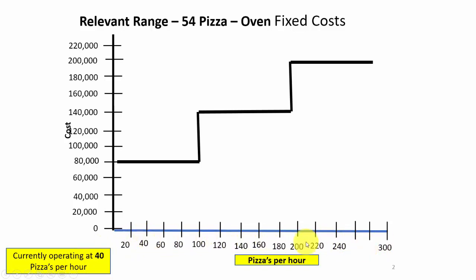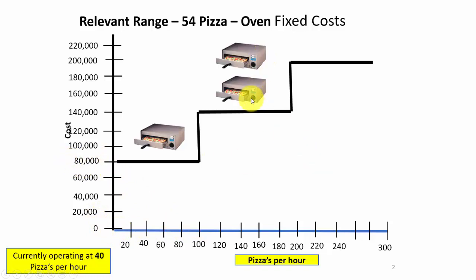can make per hour, and over on the left hand side it shows the cost for each oven that they're going to have. For example, if they had one oven, they can make anywhere from 0 up to 100 pizzas an hour, and that oven cost them $80,000. If they had two ovens, they could go all the way up to, looks like, 200 pizzas per hour, or they could double their production.